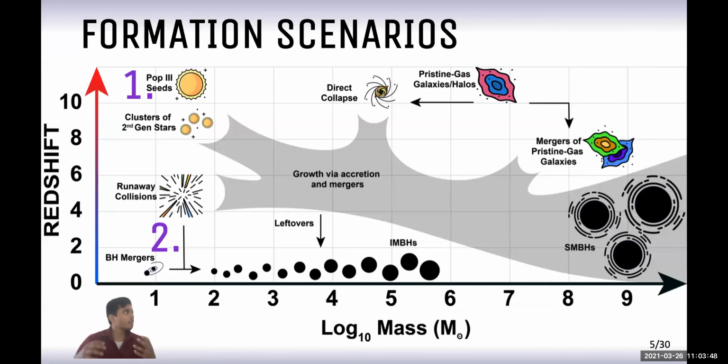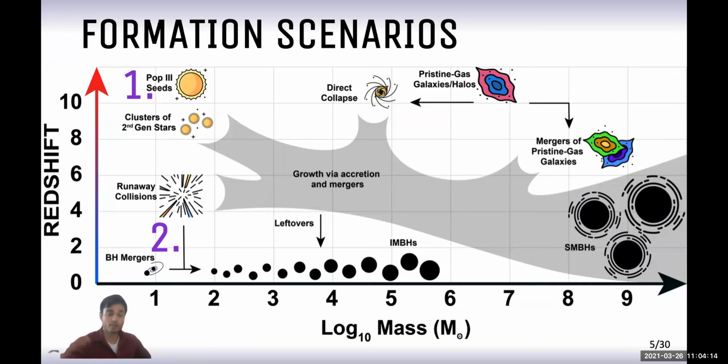There's a variety of different scenarios on how these intermediate mass black holes can form. And on this schematic diagram, I've tried to put some of them on. On this plot, the x-axis is the compact object's mass, and on the y-axis, we have the redshift at which the scenario takes place. There are many methods here, but I'd like to focus on two main methods.